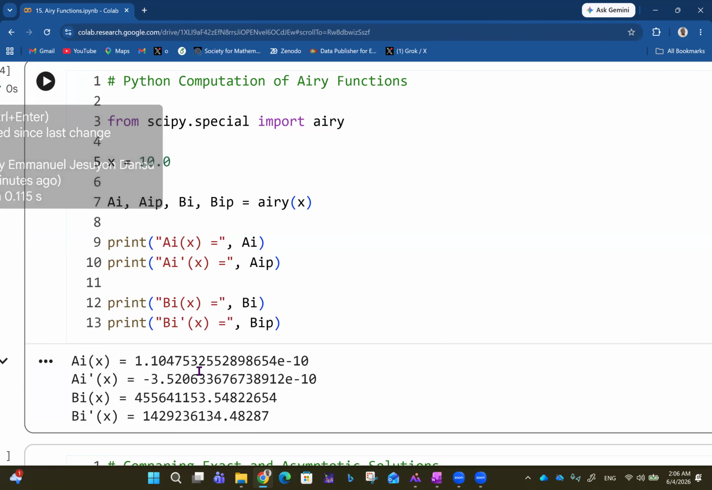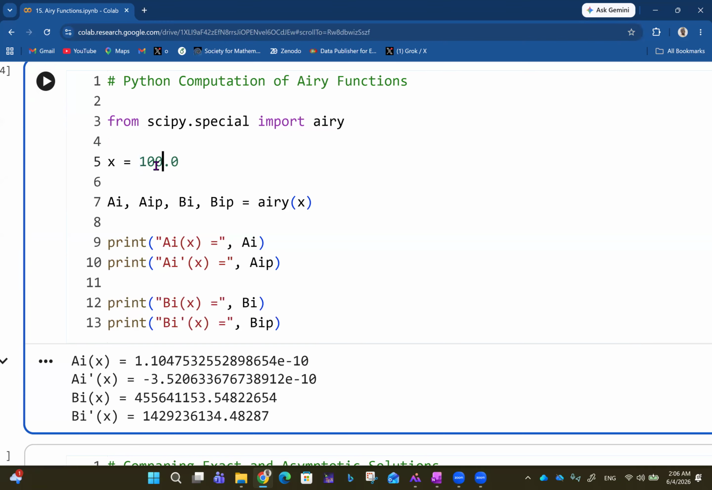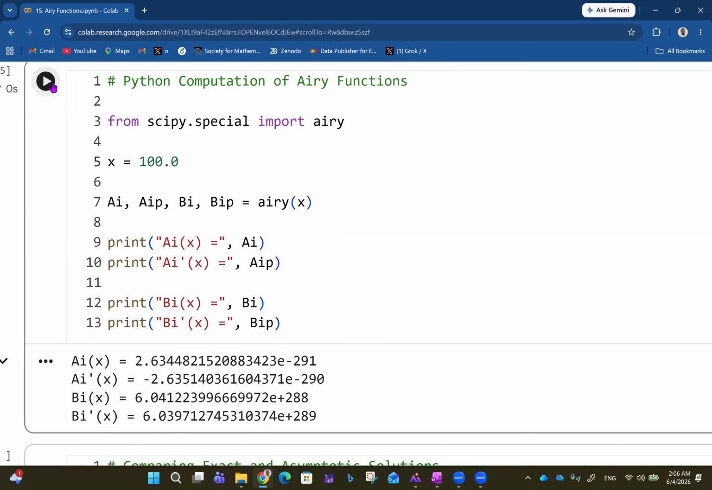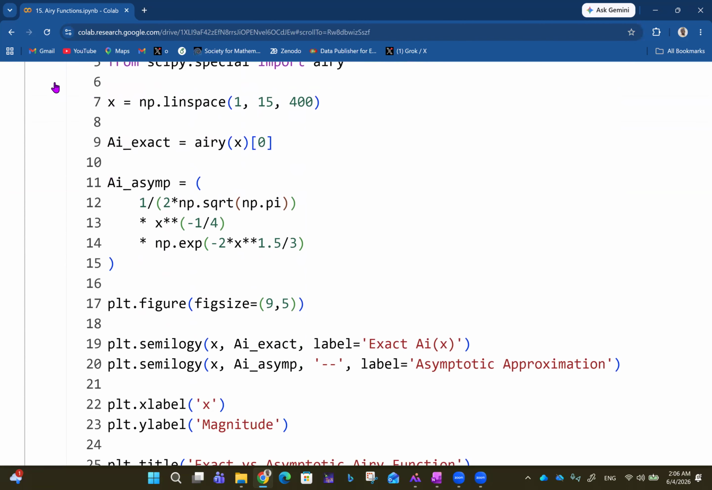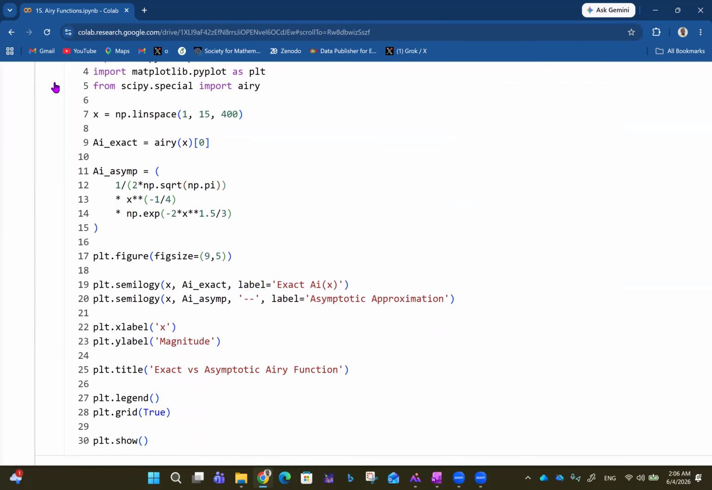Remember the other time when we did Ai of 10, we got something times 10 raised to minus 10. So this seems to align with our expectation. So what if I make it 100? I think it even goes further down. Yeah, the value becomes almost 0. For the decaying one, it's very, very close to 0. For the growing one, it's very, very large, right? So that's how it all goes. So Ai decays, Bi grows seriously.